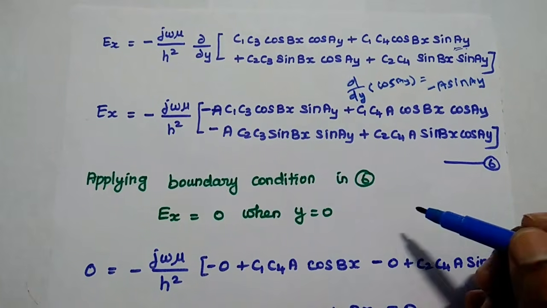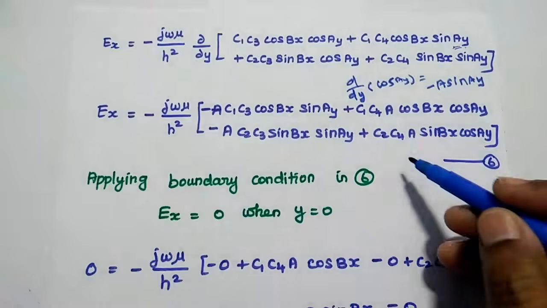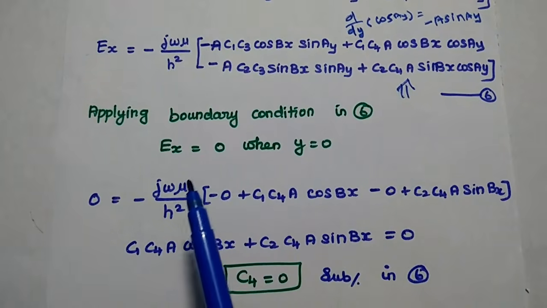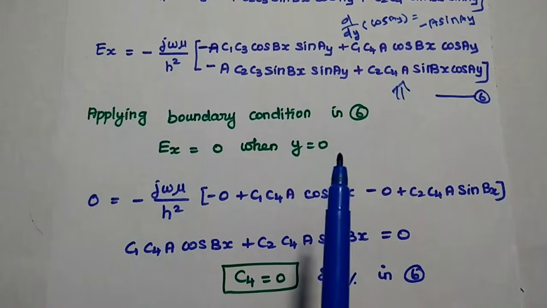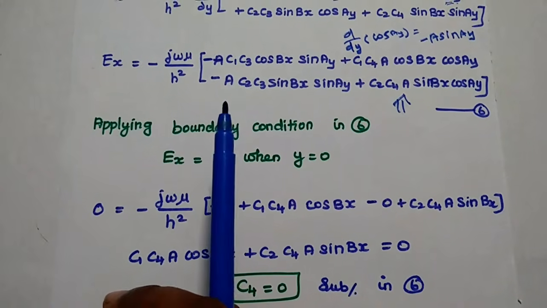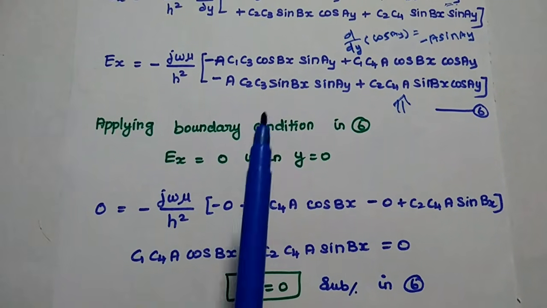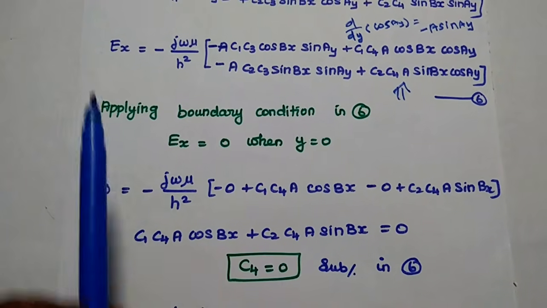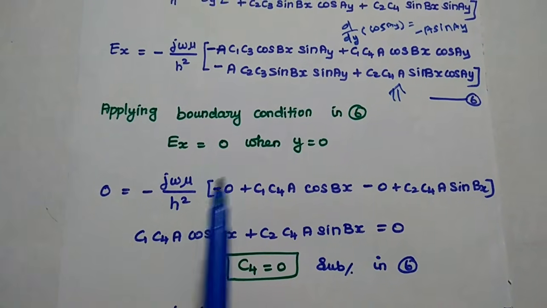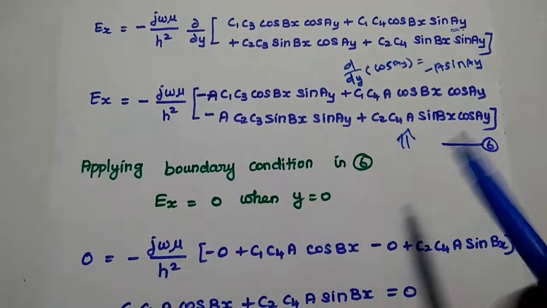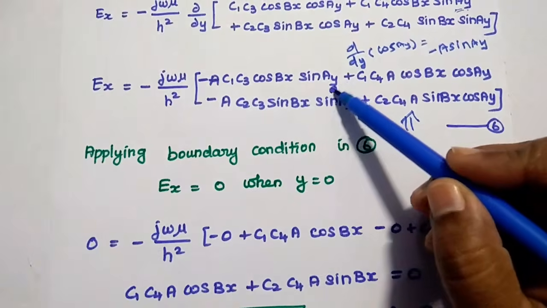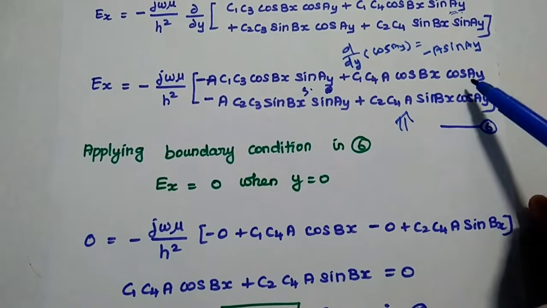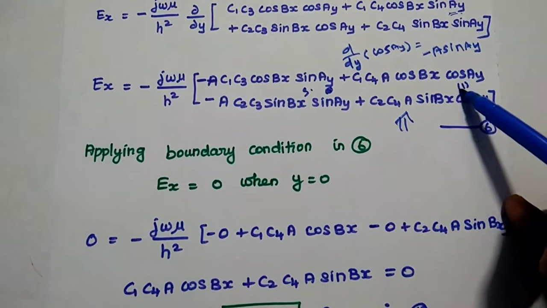So next we are going to apply the boundary condition in this sixth equation. So what is the boundary condition over here? Ex is equal to 0 when y is equal to 0, because we are differentiating with respect to y over there. Then we have to use this boundary condition. Then we can write Ex value is 0 when y is equal to 0. So in this one, sin ay means sin 0, which is 0. Here it is cos 0. Cos 0 means its value is 1.